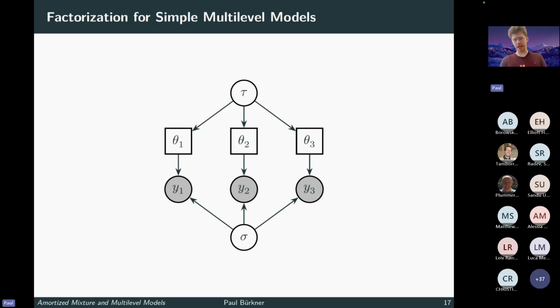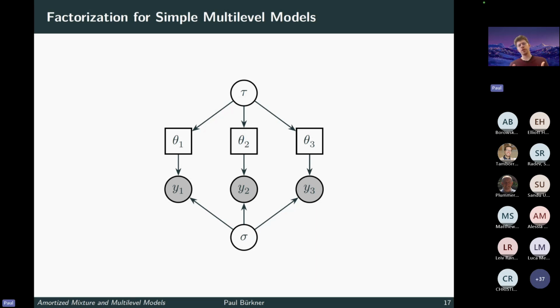I want to quickly fill this with life. So think about, we want to do inference on the recovery probability of certain complicated diseases, depending on which hospitals people go to. So then we would basically have our groups, which would be the individual hospitals, and the theta 1 to theta 3 would be the recovery probabilities for that disease in hospital 1, hospital 2, and hospital 3, respectively. And tau would be some general hyperparameters, providing information that is applicable basically to all hospitals.